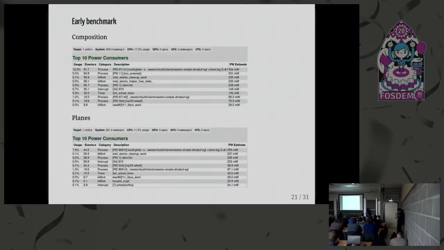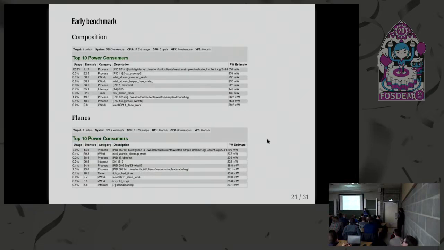So with Glider, I've performed some very, very early benchmarks. We can see here the compositor is the first item. This test was done using a very simple client that was just a gradient in a 250 by 250 pixel buffer, so a pretty small buffer. And we can see that the power estimate is pretty good. We use less power than before, so that's a good sign.